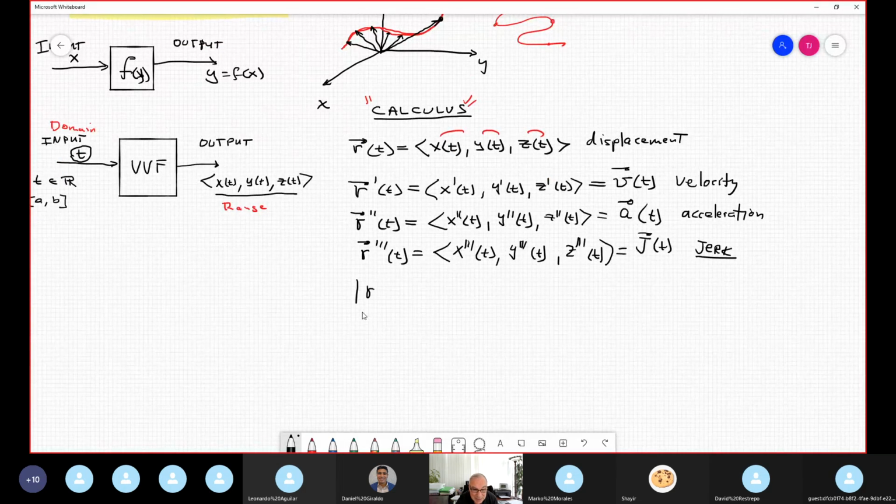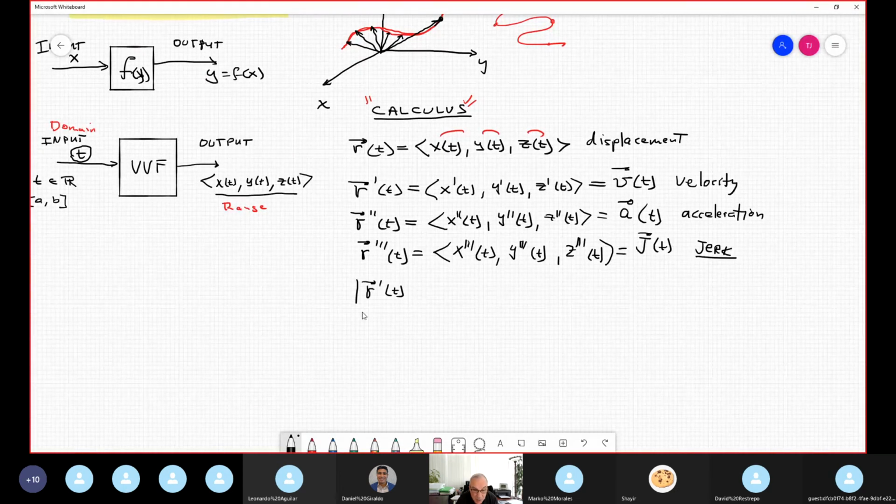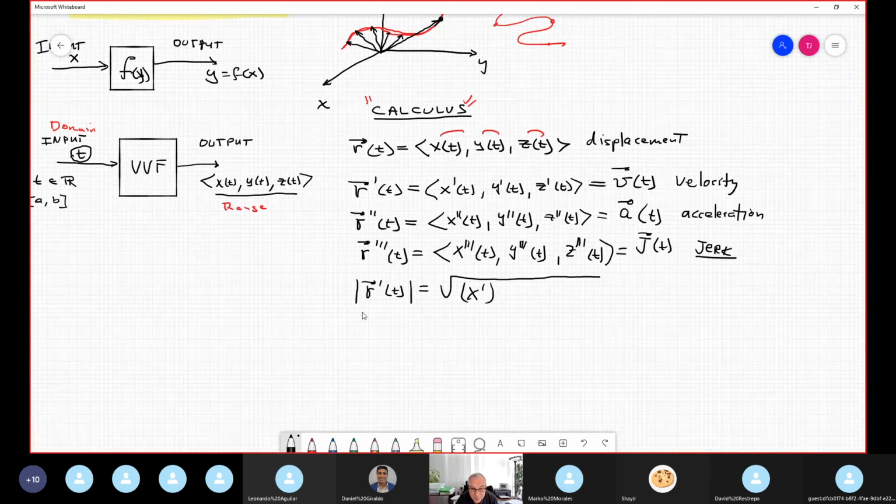So exactly the same. It's a vector. We are working with the vector. So any vector we can compute the magnitude, right? The magnitude of the vector is square root. Square root what? Square root the first component squared plus the second component squared plus the third component squared.